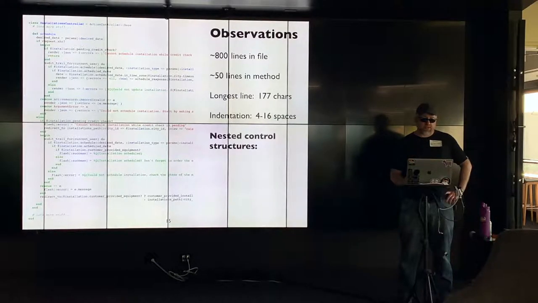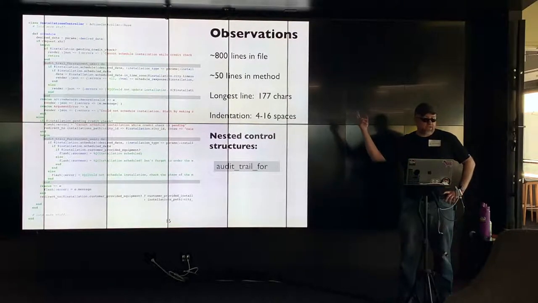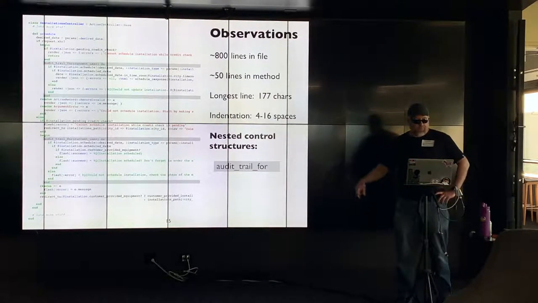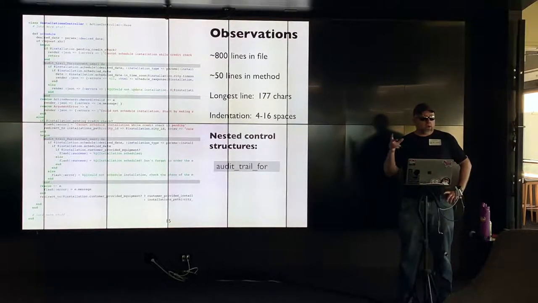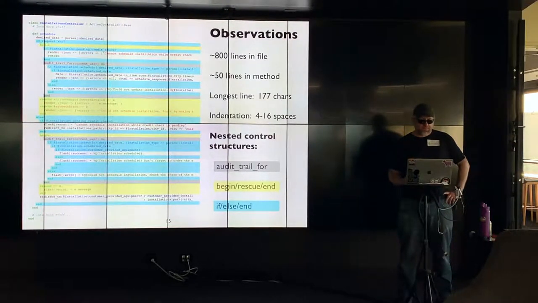There's three kinds of those. There's this audit trail for method. I realize the code is small. That is what it actually says, audit trail for something do. And that thing takes a block and then does something with the block. There's a couple of begin, rescue, end stanzas. And there's a whole lot of if statements.